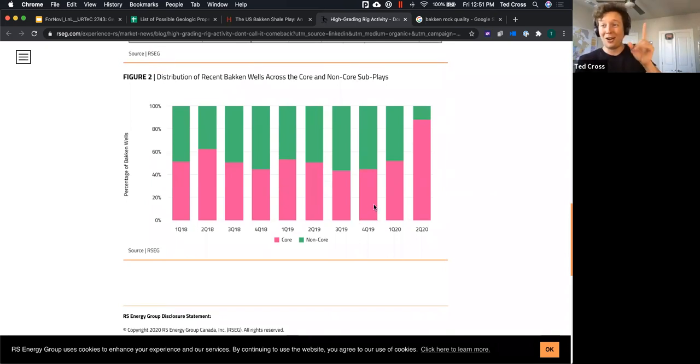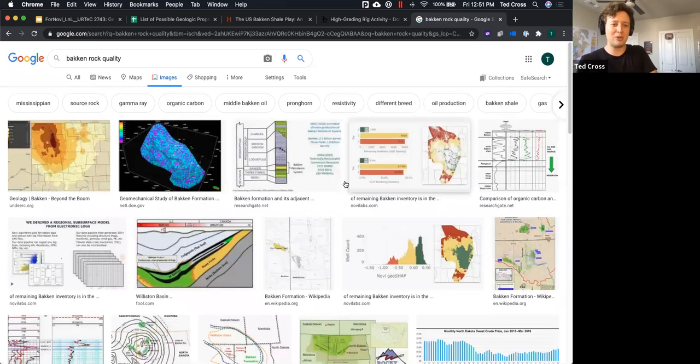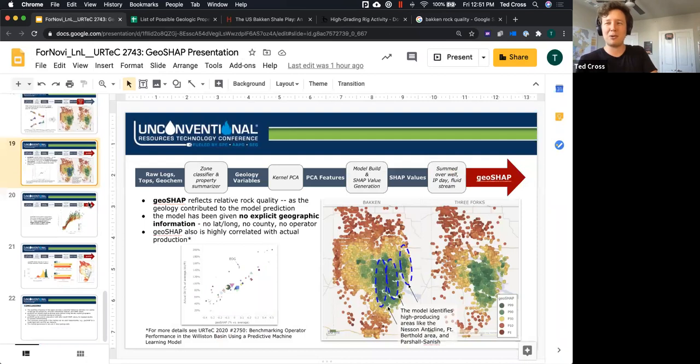Also, fun tidbit, as I was Googling Bakken rock quality, I went to Google Images, and hey, check that out. We're number 4, baby. Here we go. All right, we're coming for number 1.